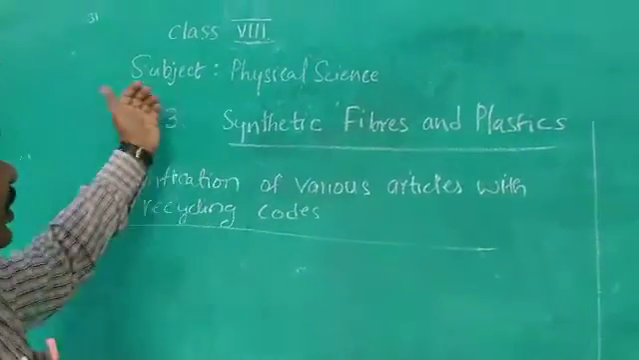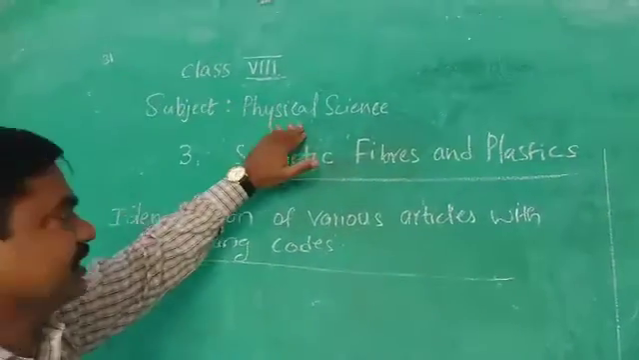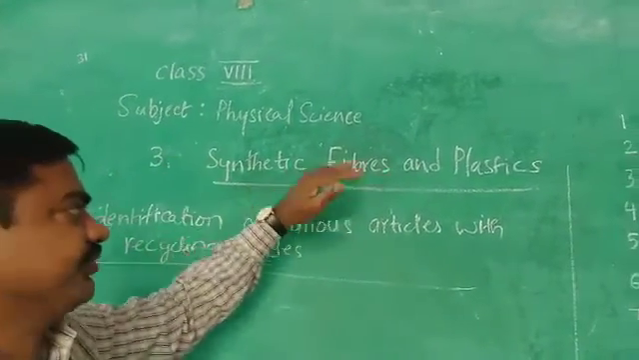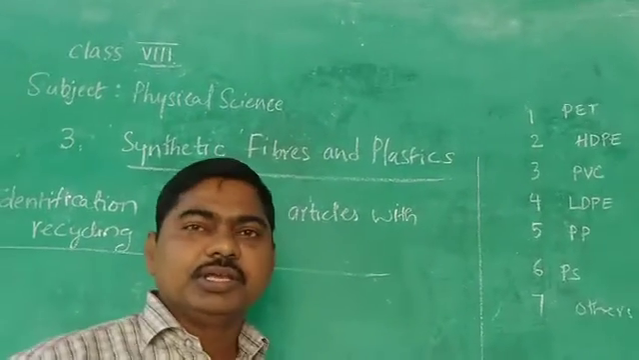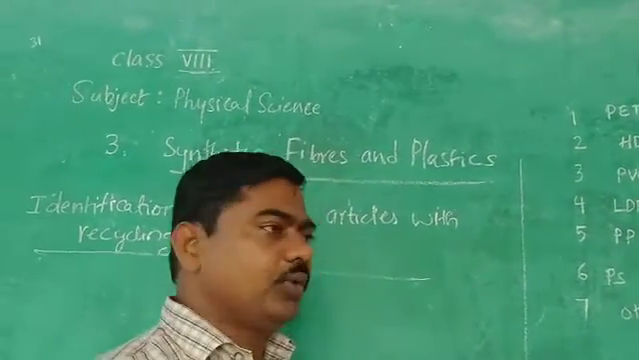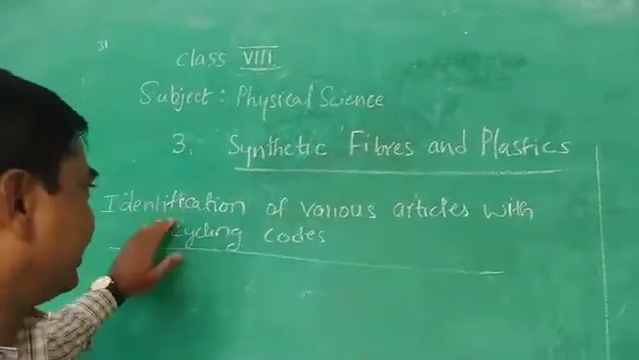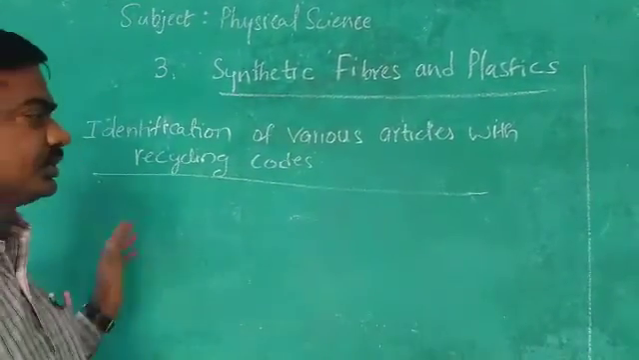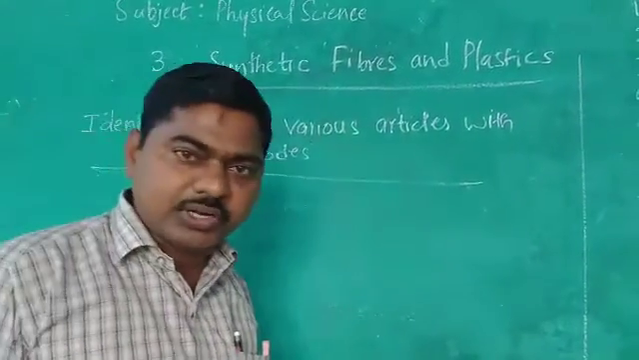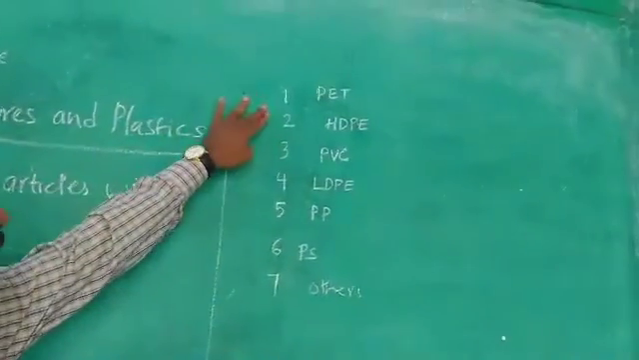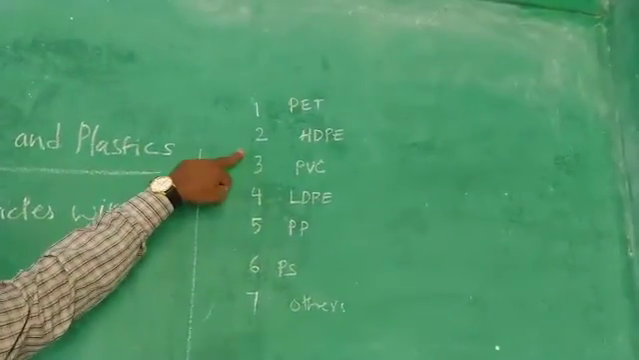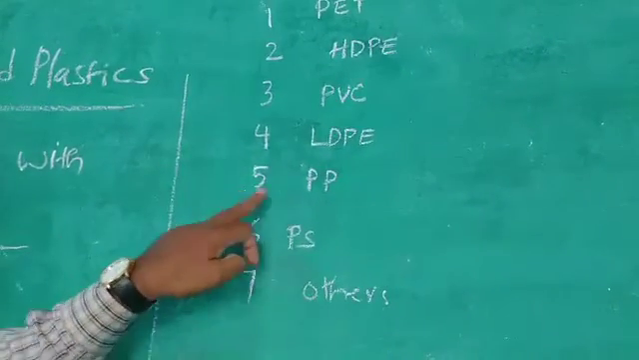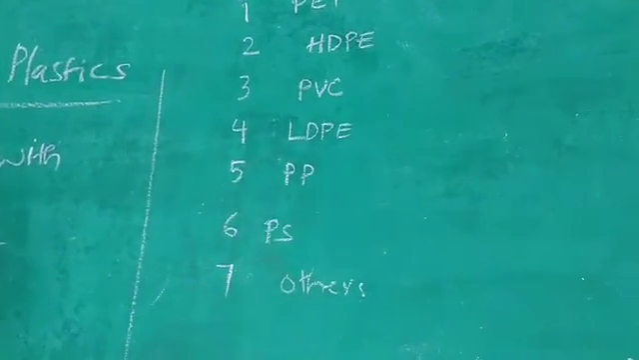Today we are going to discuss the Class 8 physical science, third chapter, synthetic fibers and plastic. In that, we are now at the identification of various articles with recycling codes. In the last class we saw the recycling codes: 1 PET, 2 HDPE, 3 PVC, 4 LDPE, 5 PP, 6 PS, 7 others.